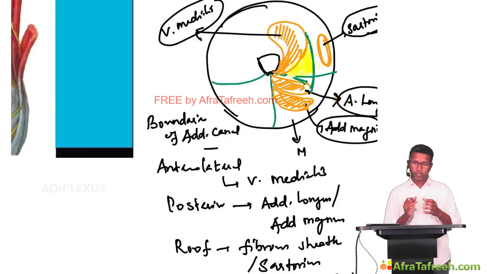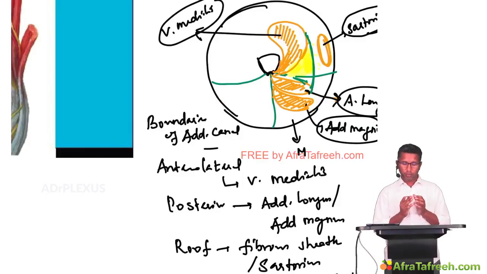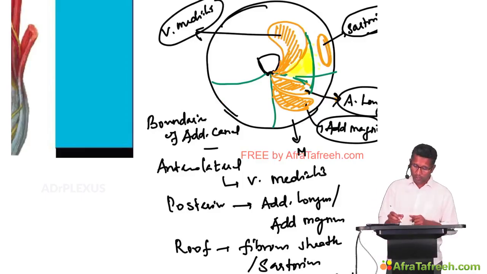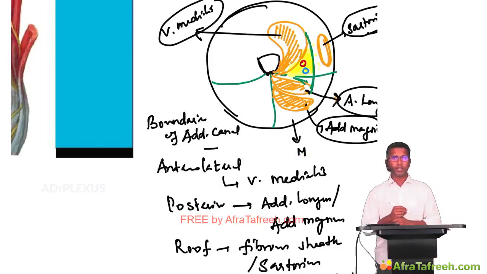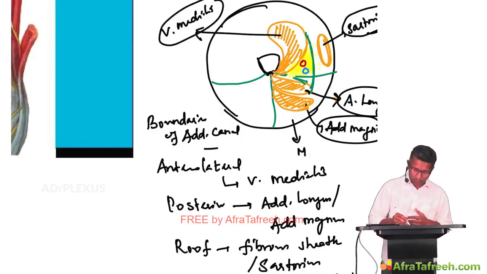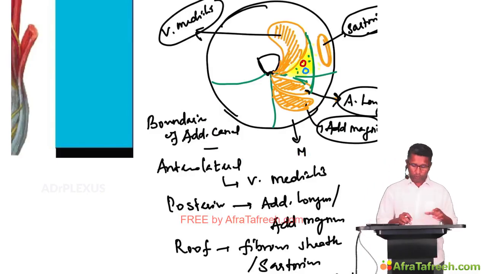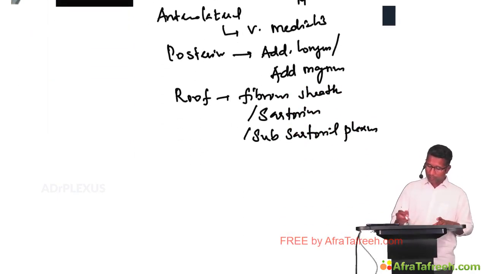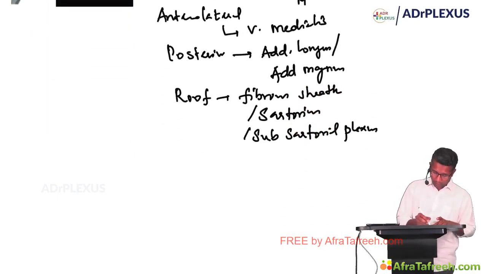Now, if you see this very important canal, two important vessels run in it. One important structure which runs here is the femoral artery, and the other is the femoral vein, and you have a lot of nerves running in this. Now we will see the contents of the adductor canal. So what are the contents of the adductor canal, guys?